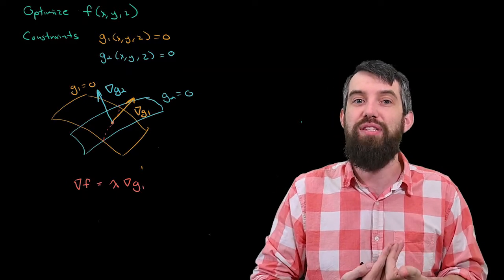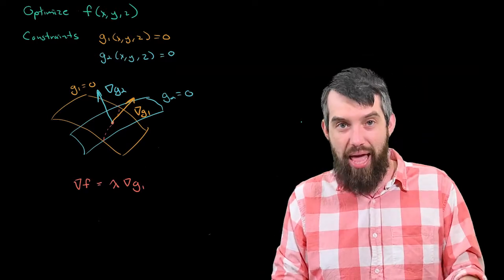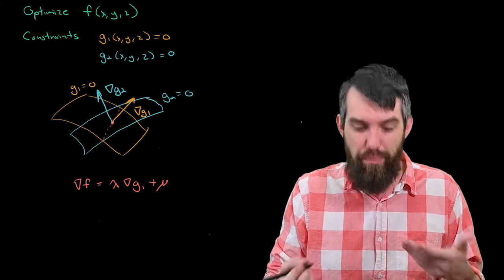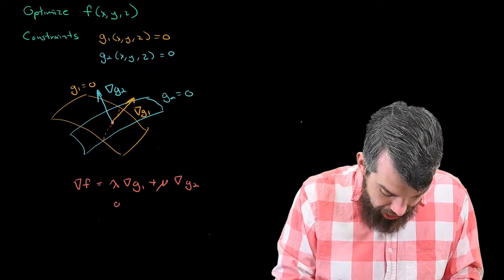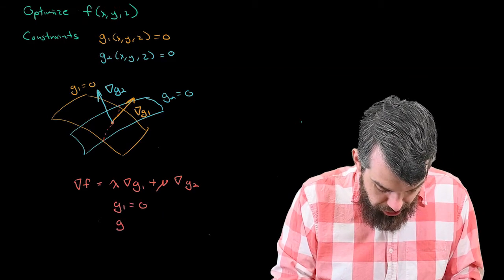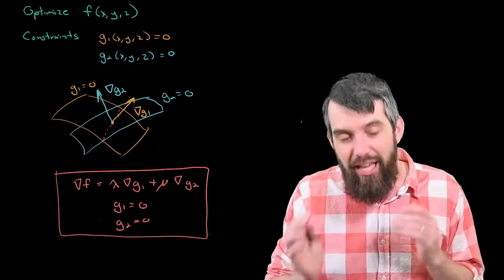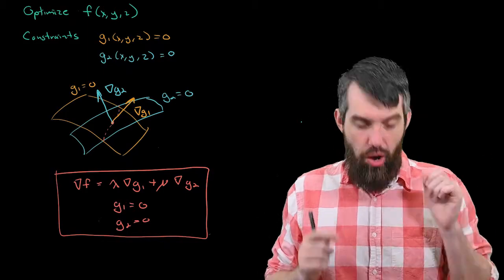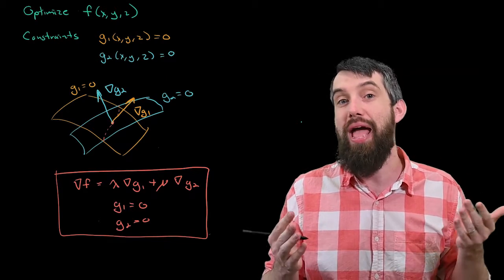Now the gradient of f is going to be parallel to this linear combination. So in other words, lambda times the gradient of g1, but then I add to that this second parameter mu times the gradient of g2. And then I still have to have that g1 is equal to 0 and g2 is equal to 0, and collectively those three equations give me my Lagrange multiplier system of equations. Okay, so that's the idea. That is the system of equations that we're going to try to go and study.